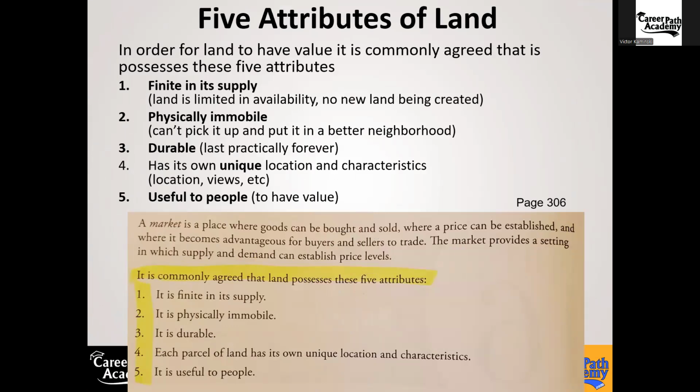There are 5 attributes of land. It's finite in its supply, meaning there's no new land being created. It's physically immobile. Can't pick it up, put it in a better area. It's durable. It'll last forever. You can drop a bomb on it. It's still good. It has its own unique location and characteristics, and it's useful to people. In order for it to have value, it has to be useful.